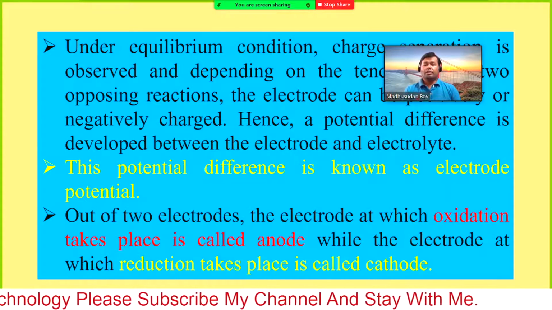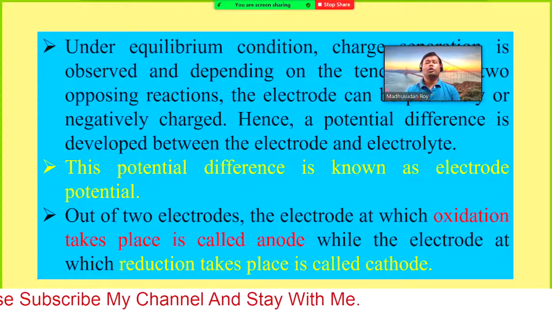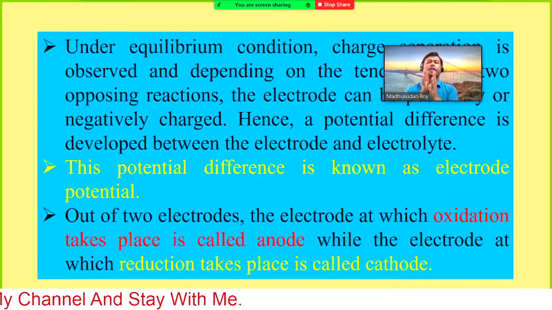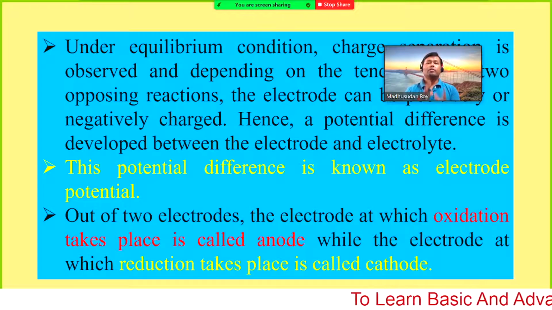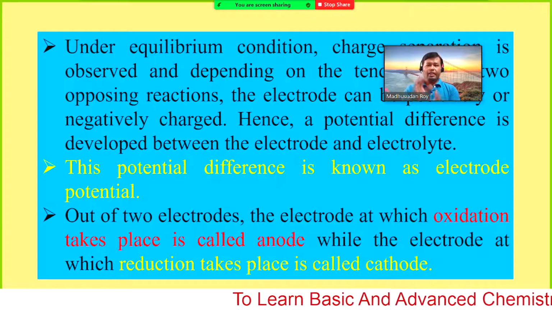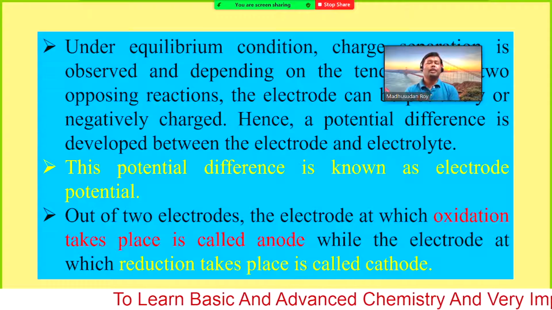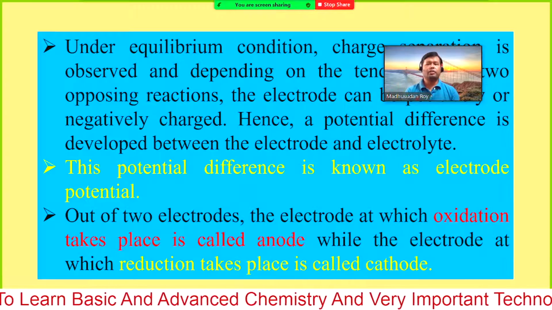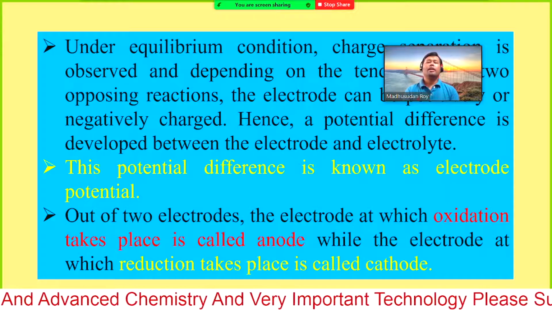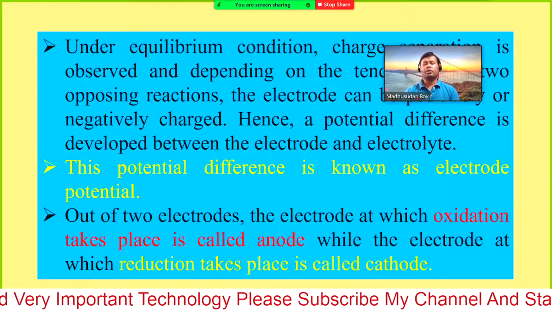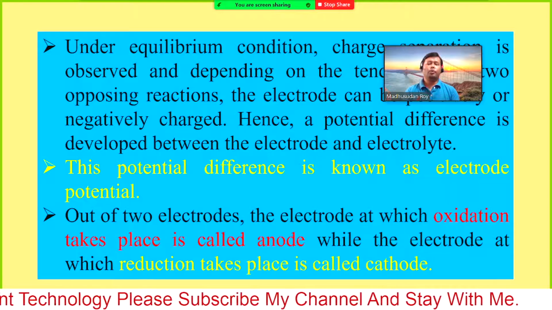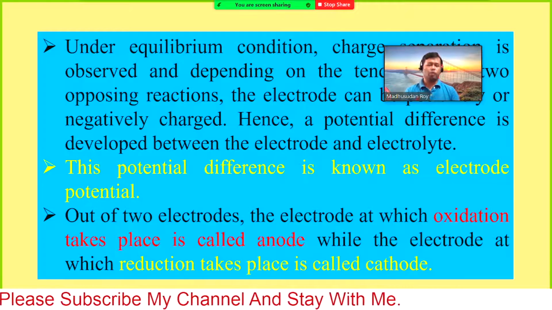So the potential difference is known as electrode potential. That means the potential difference between the two electrodes. If you consider two different electrodes in the reactivity series, they have a different tendency to donate electrons. So the difference in potential between two different electrodes is known as the potential difference or electrode potential. Out of the two electrodes, the electrode at which oxidation takes place is called the anode, while the electrode at which reduction takes place is called the cathode.